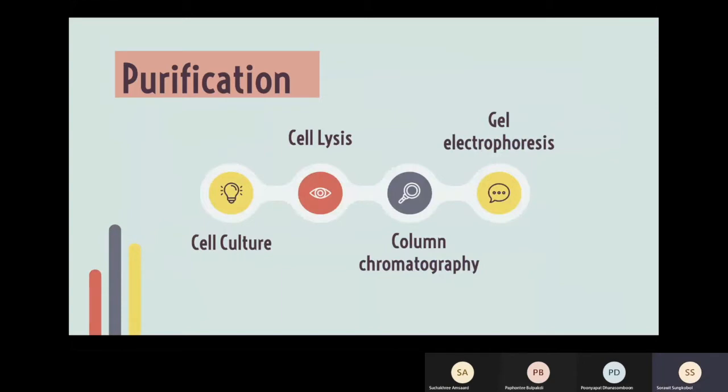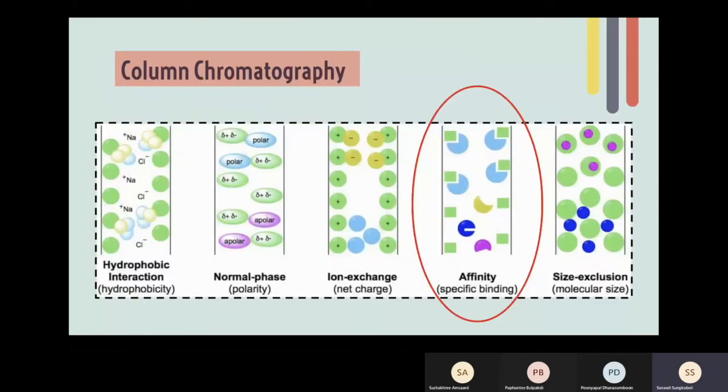For the purification, we need to culture the cells and do the cell lysis. After that, we do the column chromatography and gel electrophoresis. So there are several types of column chromatography. Next slide, please. Just as the ion exchange chromatography, the size exclusion chromatography, and affinity chromatography. But in this research article, they use the affinity chromatography.